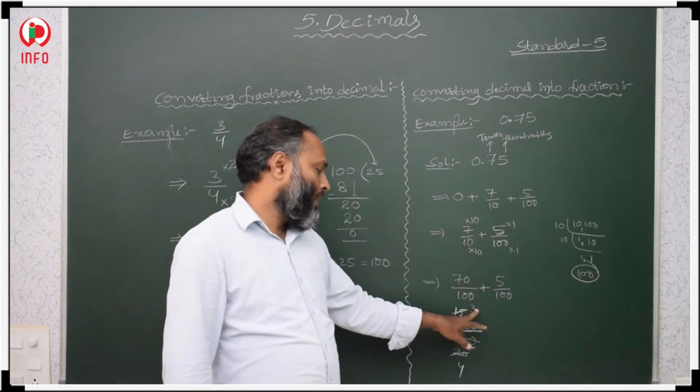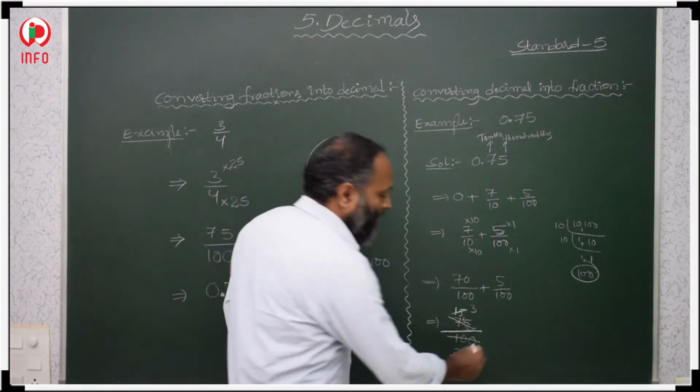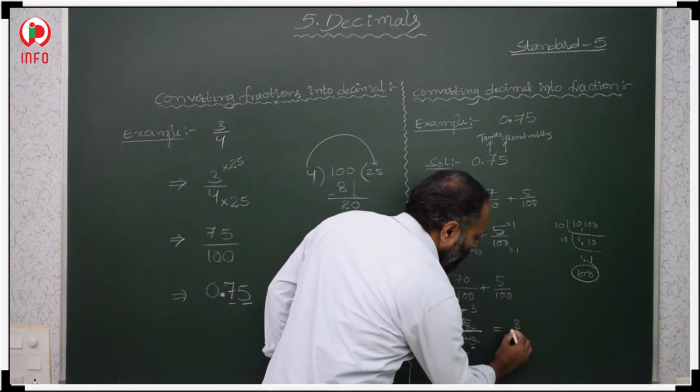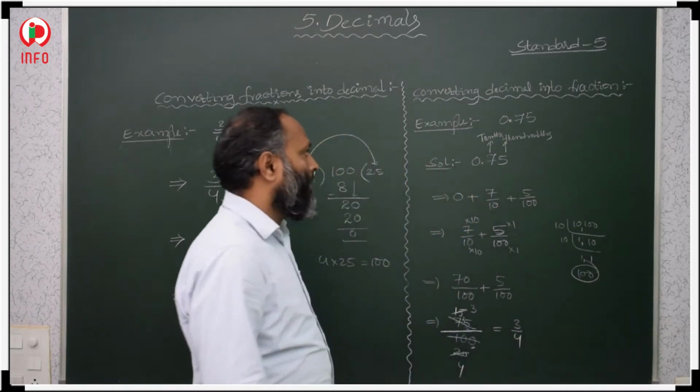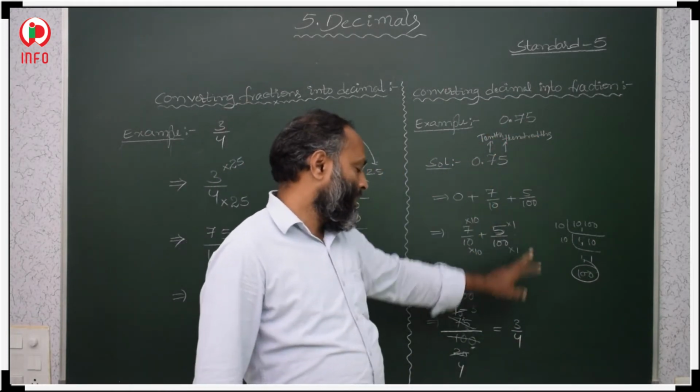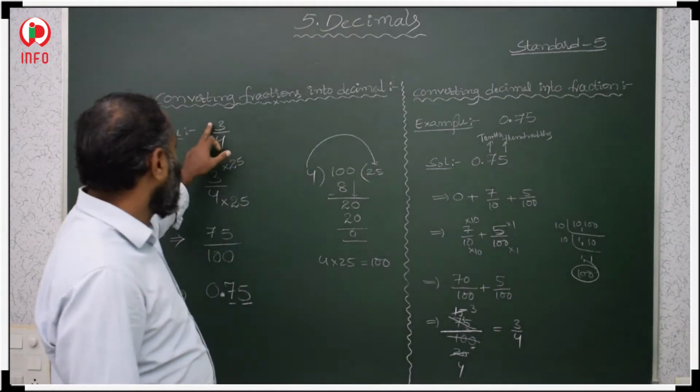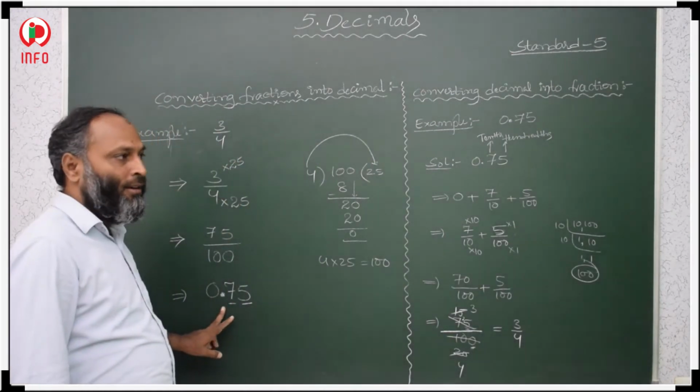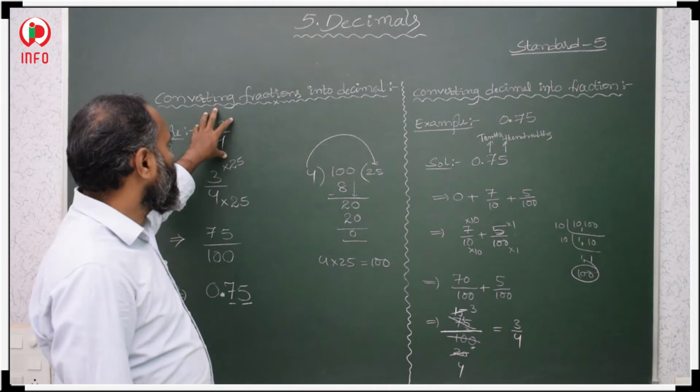So 3 and 4 means 3 by 4. 0.75 is 3 by 4. Here 3 by 4 is 0.75. So this is the method. This is a fraction.